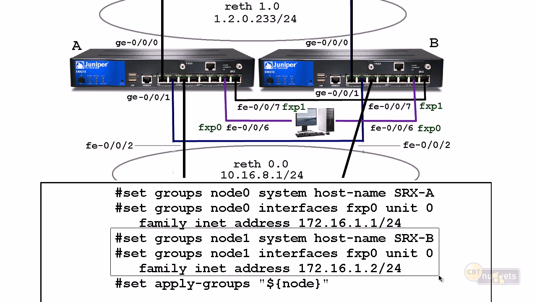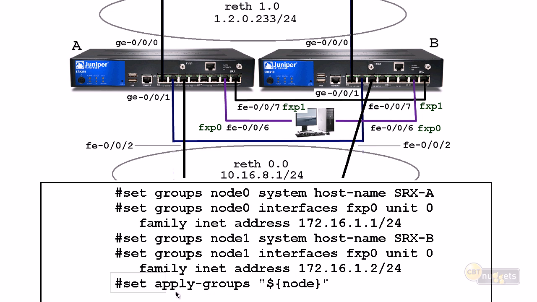Then notice we're going to set this for the other device, but on device A. So we're going to say set groups node 1, system host name SRXB, and then set groups node 1 interfaces FXP0, which is right here. We'll say the address is 172.16.1.2/24. That's our management address.